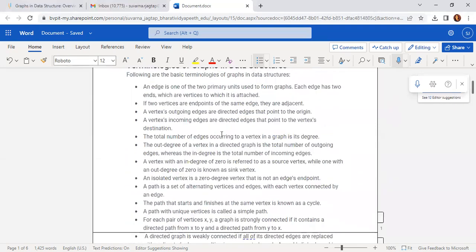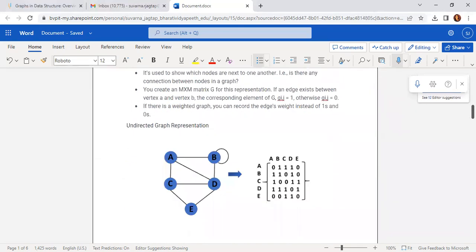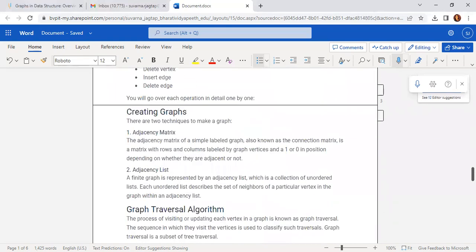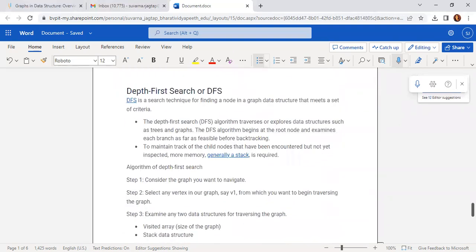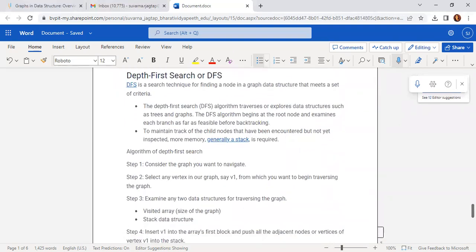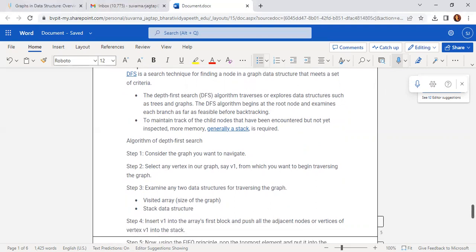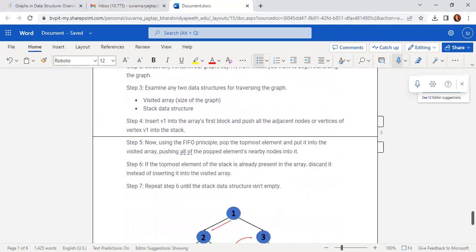Okay. The next type of traversal in this case is called depth first search traversal. Okay. So in depth first search traversal, the criteria used over here is it traverses or explores data structures such as trees and graphs. It starts with a root node and examines each branch as far as feasible before backtracking. To maintain a track of the child nodes, it makes use of a stack. So if you remember, in case of BFS, we talked about the data structure queue. In case of DFS, we are going to make use of the data structure stack. Let's see an example of this.